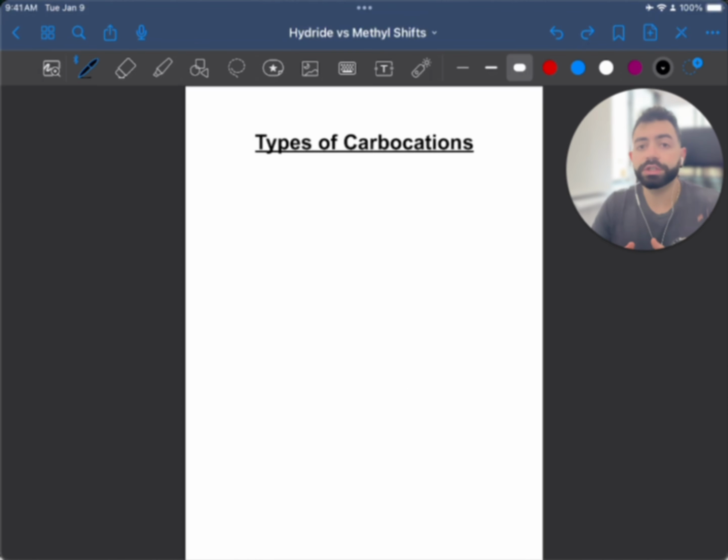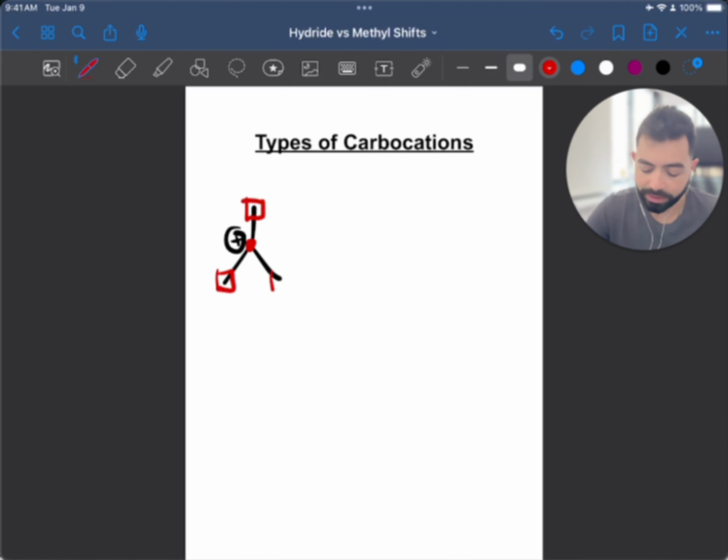So for you to understand the different types of carbocation rearrangements, you have to understand first the different types of carbocations. And a carbocation is just a carbon with a positive charge. The first type of carbocation that you should know about is something called a tertiary carbocation, and that's when you have a carbon with a positive charge, and that carbon is bonded to three other carbons like we have right here. This is called a tertiary carbocation.